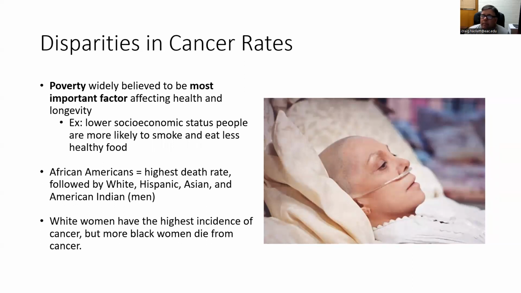Poverty seems to be, socioeconomics, or poverty tends to be a big factor here, just because of diet. There tends to be more smoking, less healthcare opportunities, and the treatment's not as good. So that's a big problem. African Americans have the highest death rate of cancer, followed by white, Hispanic, Asian, and American Indian. So white women have the highest incidence of cancer. It's breast cancer, but more Black women die from it. So those are 2 interesting statistics.